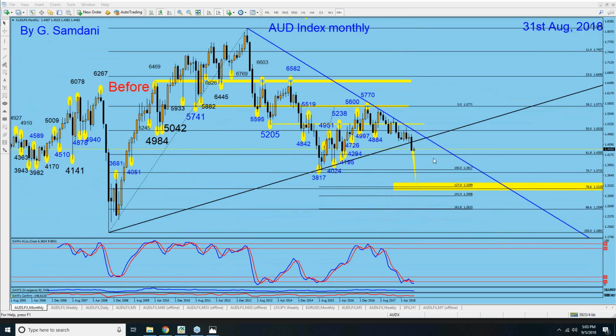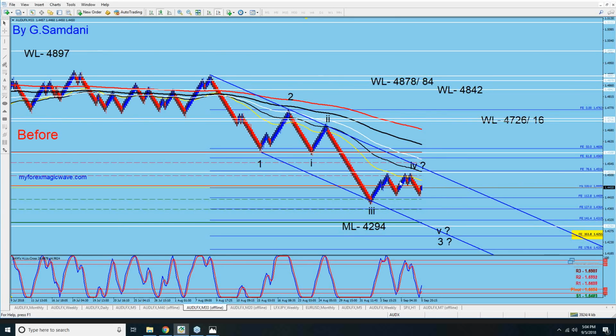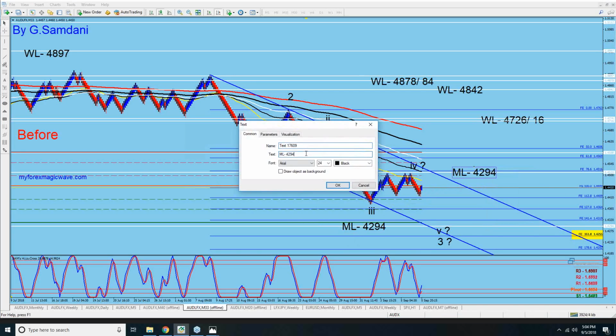Here you can't see anything, right? There was a rising TL, we broke below, then what? But on here, you can see that this is 4510, this line here. Let me just mark it here so that you know what I'm talking about. This line is 4510.